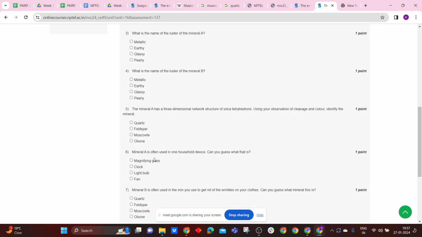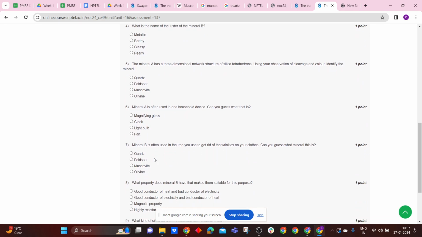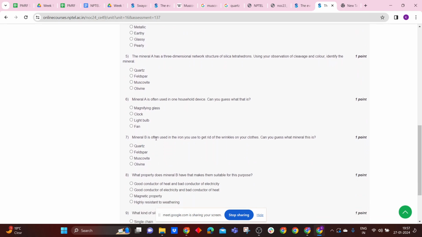So yes, quartz is used in clocks. Now, the mineral that is often used in an iron, which you use to get rid of the wrinkles of your clothes. Can you guess which mineral that is?